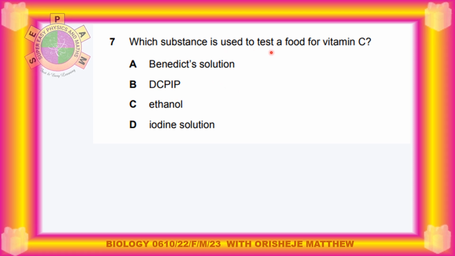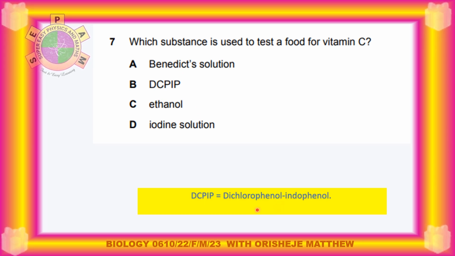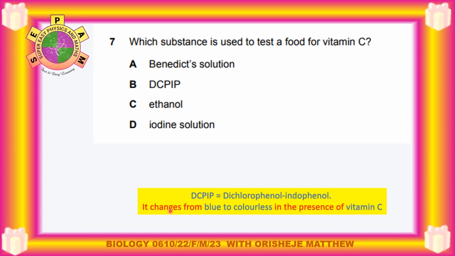Which substance is used to test food for vitamin C? So here we have different reagents, and I'll just talk about the reagents. We have dichlorophenolindophenol, which is DCPIP. It turns from blue to colorless in the presence of vitamin C. So this is the reagent used for testing for vitamin C. So B is the answer.